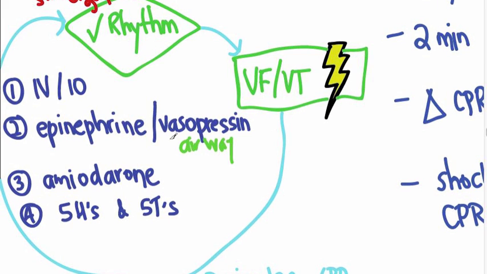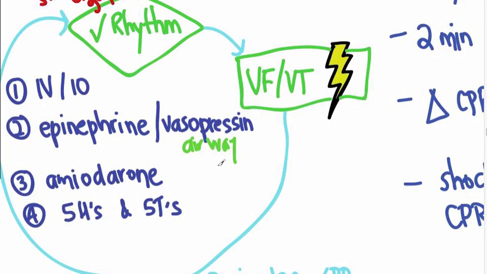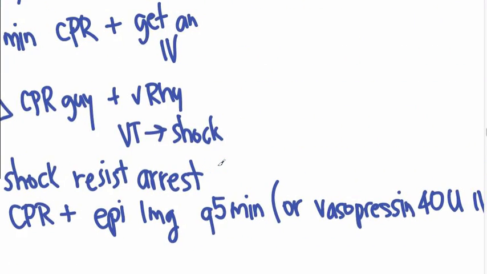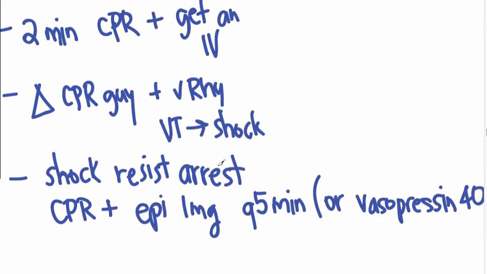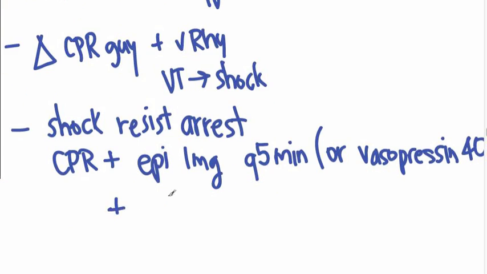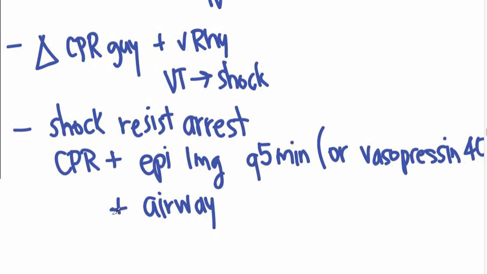At the same time that we're giving the vasopressor, either epi or vasopressin, let's consider an airway. Let's think about putting in an airway at this point too. Plus an airway. All of this is happening at about the same time, so you can have maybe one of the nurses giving the drugs while you're getting the airway ready.